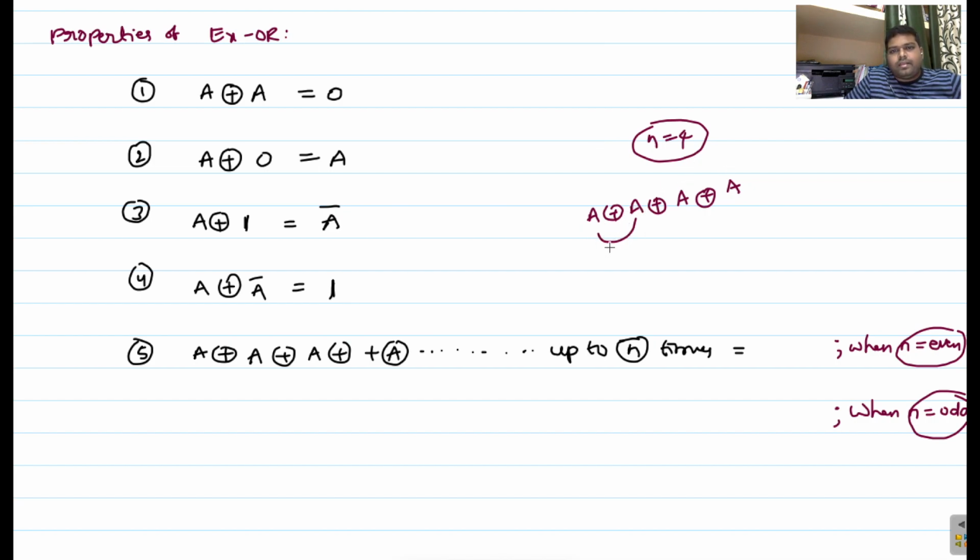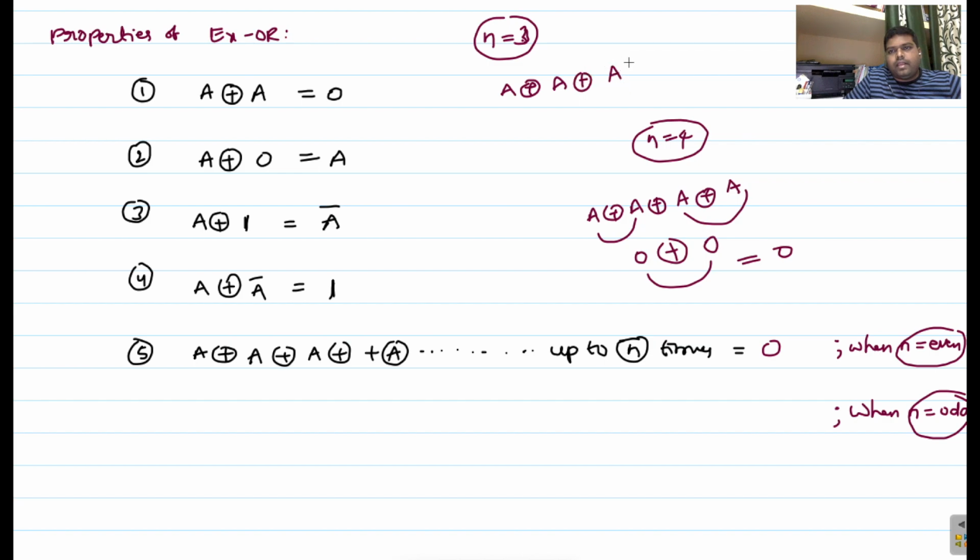Now A XOR A means what? 0, right? And A XOR A, so 0, so 0 XOR 0, both the inputs are same, output will become what? 0. That means when n equals to even, the output equals to 0. For example, if I am taking n equals to odd, that means n equals to 3, then what happens? A XOR A XOR A, right? So A XOR A is nothing but 0. 0 XOR A is nothing but A only. That means when n equals to odd, you will get answer A. So this is the fifth property.